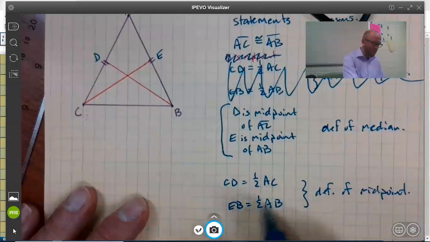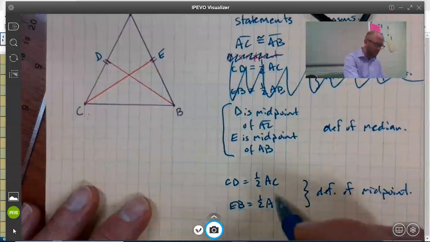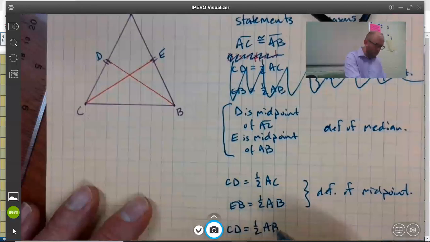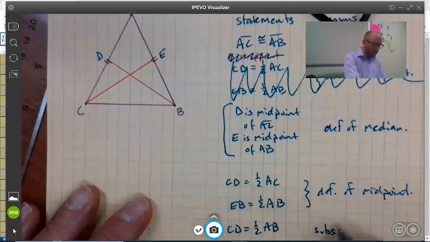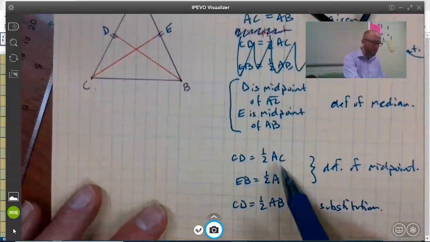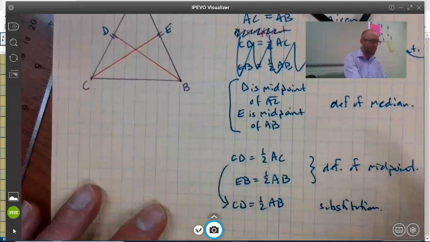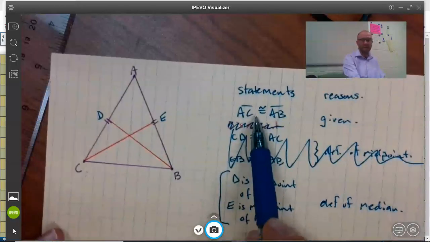So really, right, CD is equal to 1/2 of AB, and that's just substitution, right? So I just replaced AC with AB, that's all we did. How do we know we do that? Well, because AC and AB are the same.